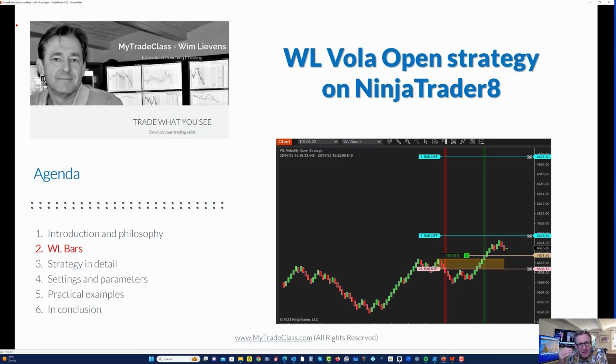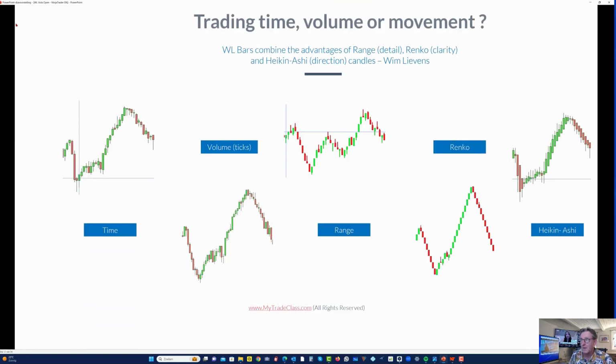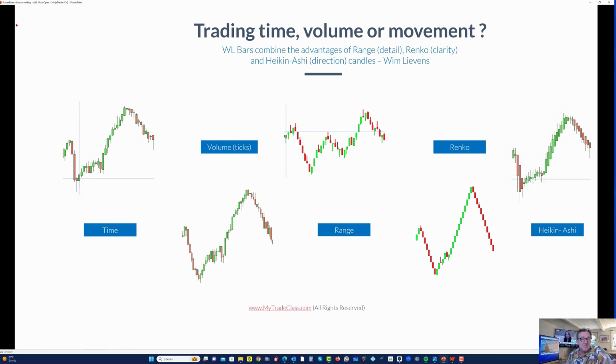I'll get into the details of the strategies later, but I have to say something about these bars, these WL bars. The name WL, Wim Lievens, I didn't even invent the name. It was something that someone thought about, and it just happened. I never thought of a name. It's something that I created, and then it was picked up, and one thing just led to the other. So it's just what happened.